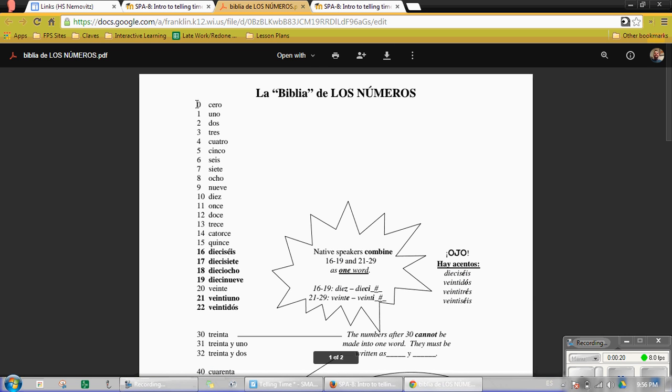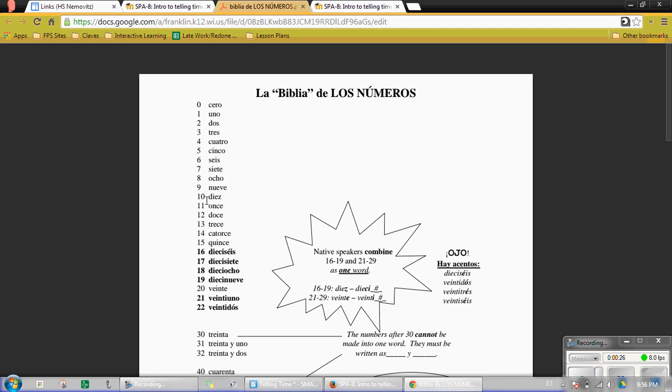You can see we have our numbers 0, 1, 2, 3, 4, 5, 6, 7, 8, 9, 10. At this point, we've got 11 through 15. They're a little strange. 11, 12, 13, 14, and 15. And then as we get into the 16 through 19 range, notice this sounds like diez. 16, 17, 18, 19, 20.